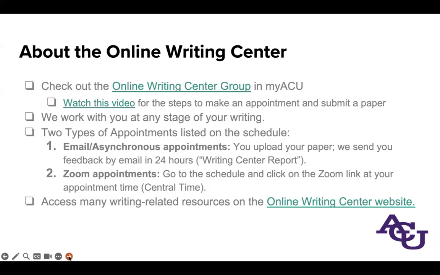That's usually labeled the Writing Center report. This means if your appointment is at 10 a.m. on a Friday, you'll get feedback by 10 a.m. on Saturday. For a Zoom appointment, you go to the schedule at the time of the appointment and click on the Zoom link. The times are in Central Time, and then you will get to talk with a tutor one-on-one. You can also access many writing-related resources on our Online Writing Center website.